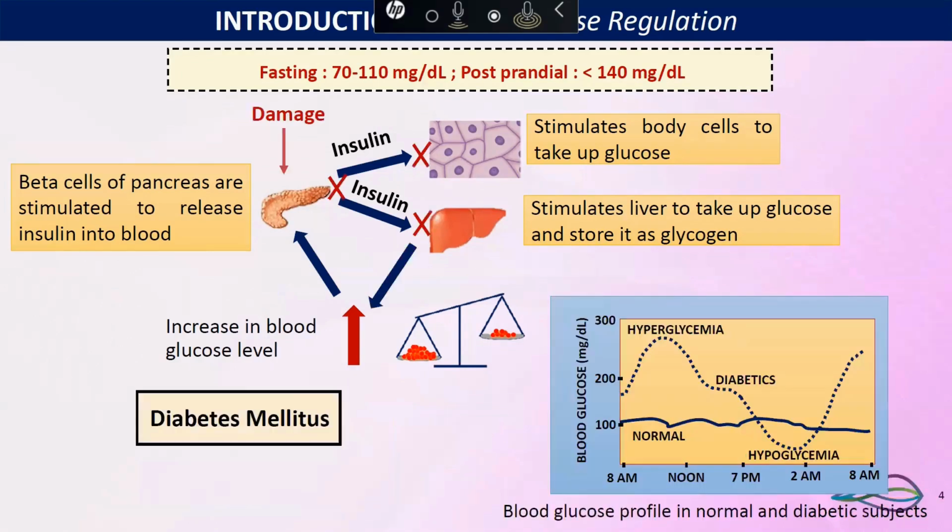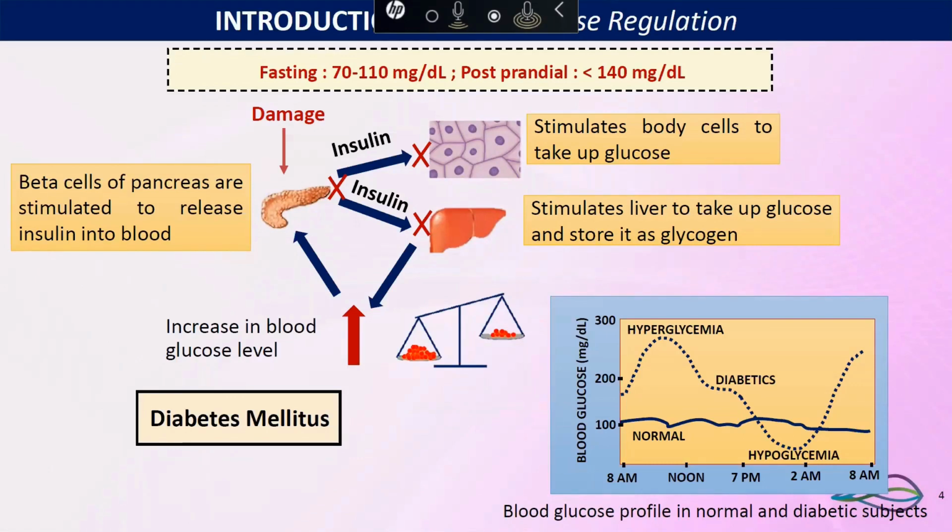Now, say there is damage to the pancreas, then there is insufficient insulin production or no insulin production at all. Or there is a condition where, though insulin is produced, the body cells are incapable of responding to it. In these conditions, the blood glucose level doesn't come back to normal and stays elevated. That condition is called diabetes mellitus, or simply diabetes.